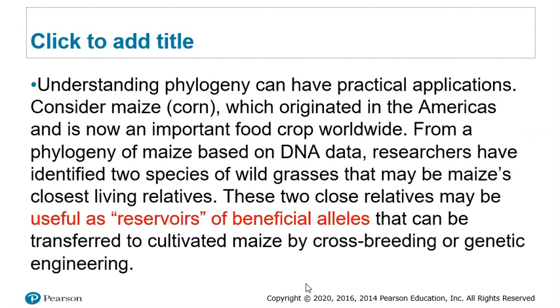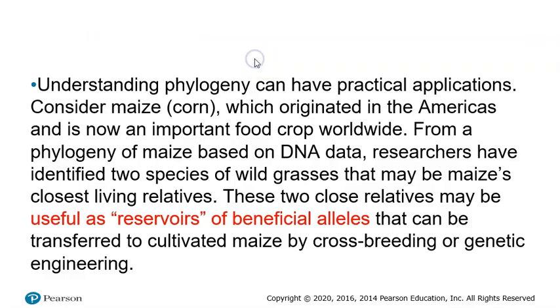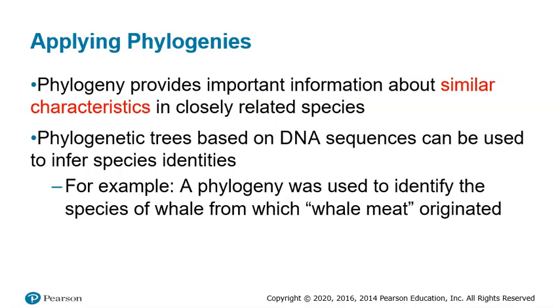Understand phylogeny can have practical applications. Considering corn, right? From a phylogeny of maize based on DNA data, researchers have identified two species of wild grass that may be maize's closest living relatives. So these could be used as reservoirs of beneficial alleles. You know, genetic diversity is a good thing. Phylogeny provides important information about similar characteristics in closely related species.